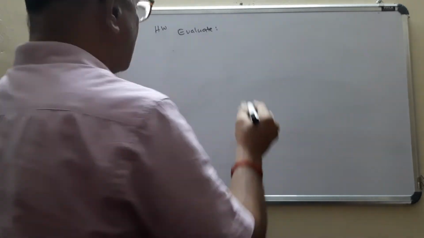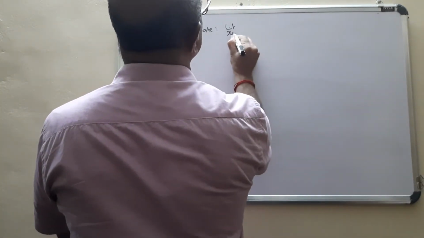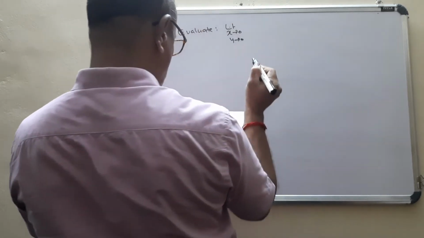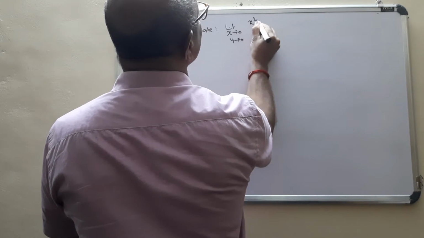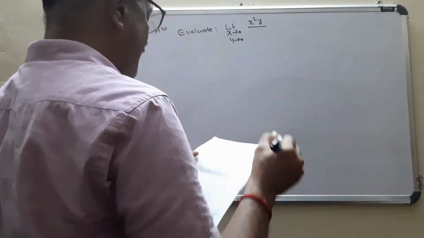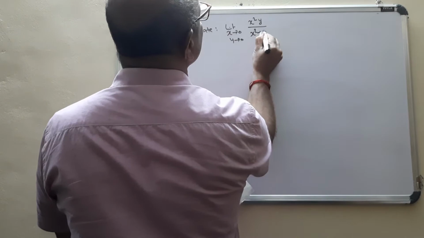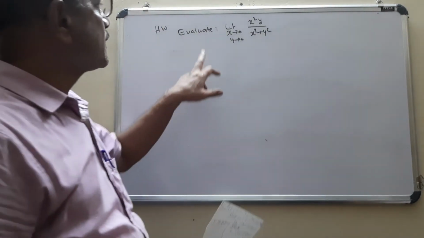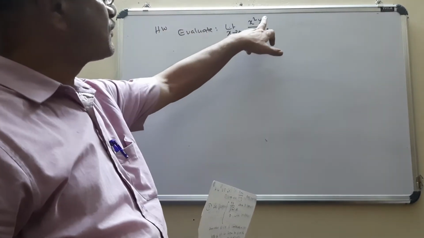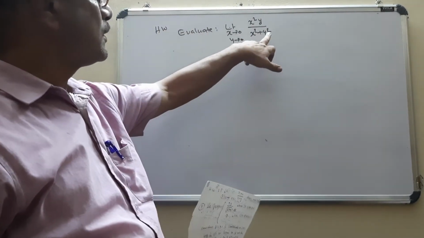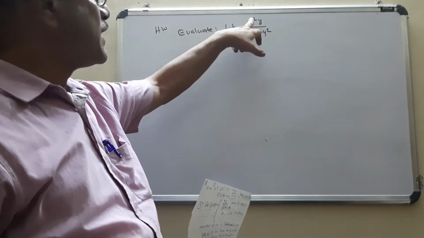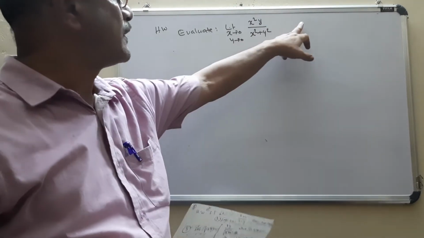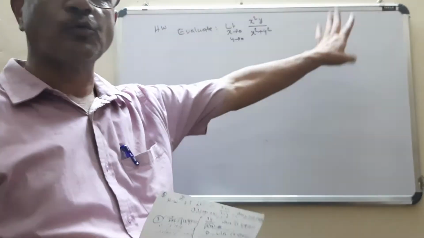Evaluate the limit as x goes to 0, y goes to 0, of x squared y divided by x squared plus y squared. Just I will give the hint. As usual, you have to replace y by mx, and here also y by mx. What happens here? x is remaining after replacing y by mx. Therefore, when x is 0, the limit is 0 here. Therefore, the limit exists and it is equal to 0.